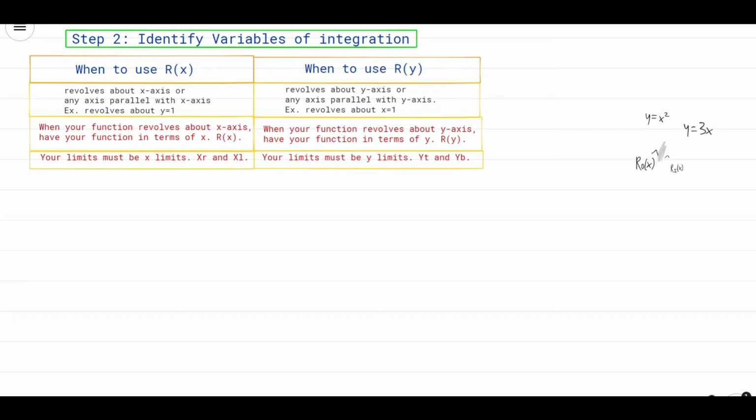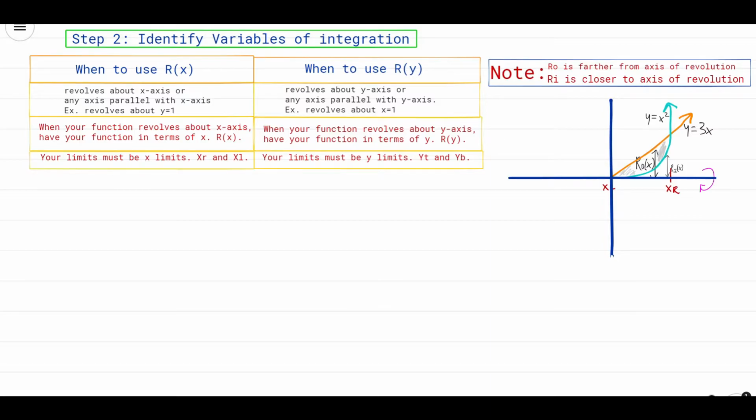So again, this was what our sketch was. And note, a very important note that we have here: R_O is farther from the axis of revolution, and R_I is closer to the axis of revolution. R_O is the outer radius, R_I is the inner radius. So this was the drawing we had. This is what our sketch is supposed to look like.